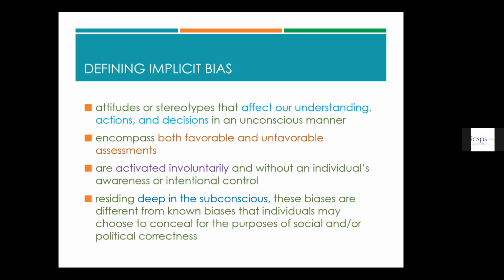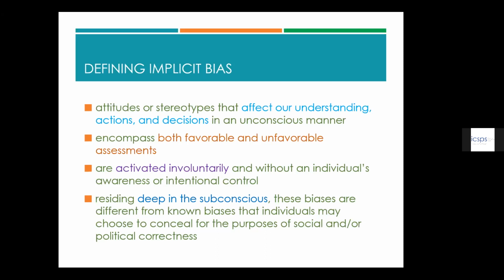Implicit bias is the attitudes or stereotypes that affect our understanding, actions, and decisions. It's an unconscious level of that. They encompass both favorable and unfavorable assessments. They are activated involuntarily, without individuals' awareness or intention of control, and they reside deep in the subconscious. These biases are different from known biases that individuals may have or choose to conceal because of social or political correctness.